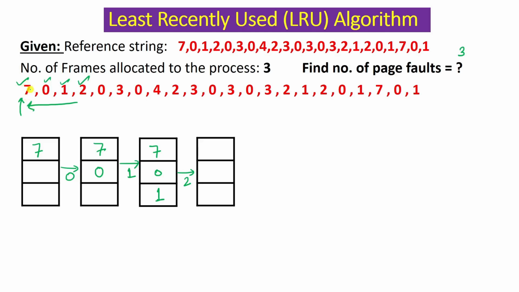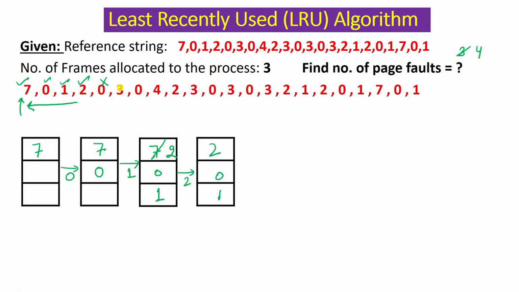Okay, so that's why I will remove 7. I will replace 7 and put 2. So it is 201, my new content, right? Okay, now let's come to 0. So 0 is already present here, so it will not generate a page fault. So till here I have a total of 4 page faults, right?